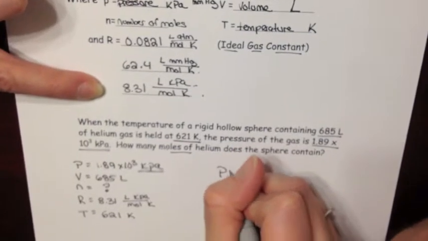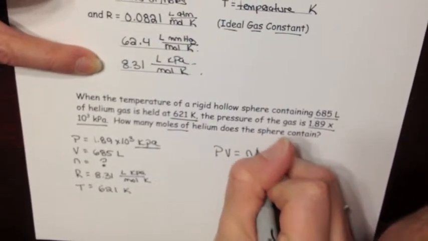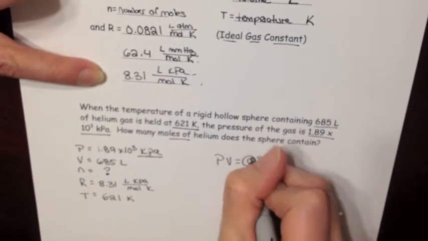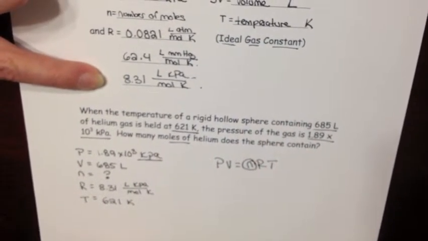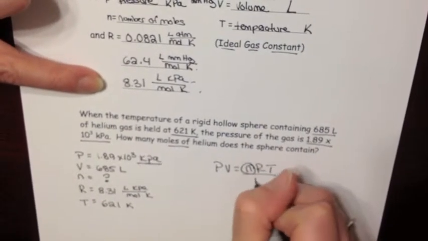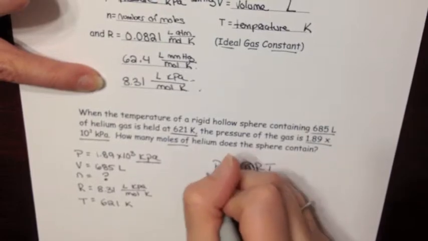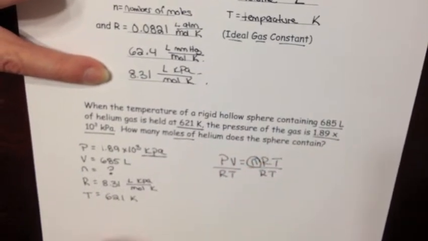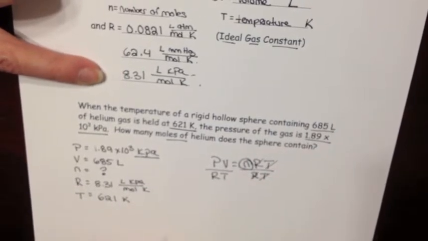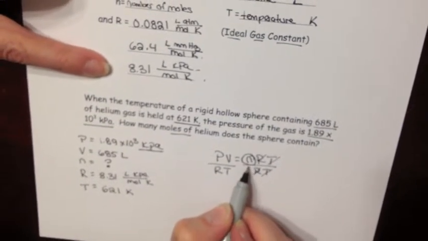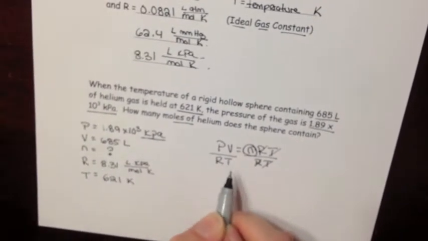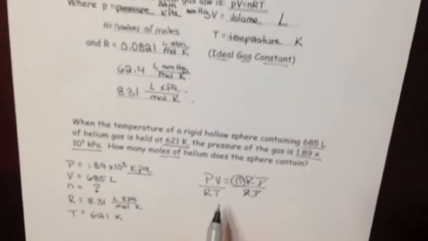The equation is PV equals nRT, and in this problem we are solving for N. So in order to solve for N, I need to get it alone on its own side of the equation. I'm going to divide both sides by R times T. The R values are going to cancel out. The T is going to cancel out. And now I have a newly rearranged equation: N is equal to PV over RT. So all that's left is to plug and chug.